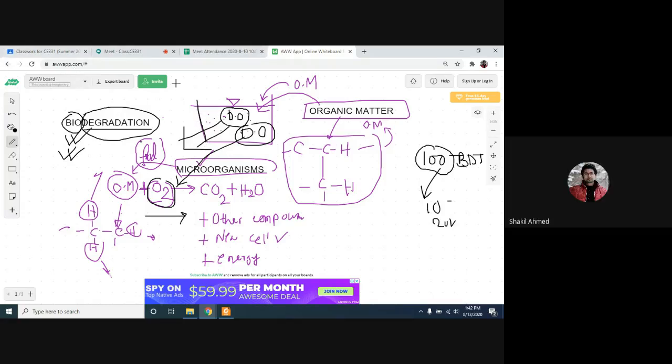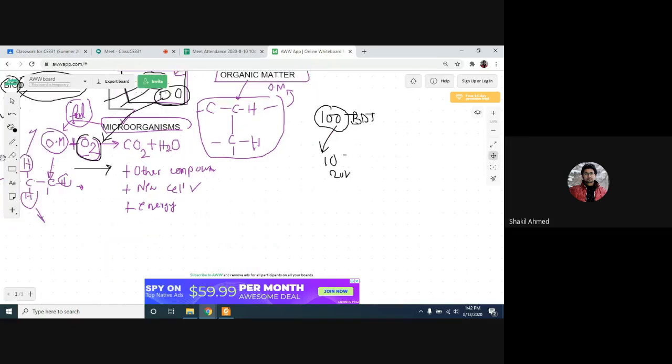So your DO here is decreasing, which is bad for your water. In terms of water quality, that means in a pond, if you throw organic matter like food garbage, then your DO will decrease, and therefore the fish and other aquatic environment cannot survive.